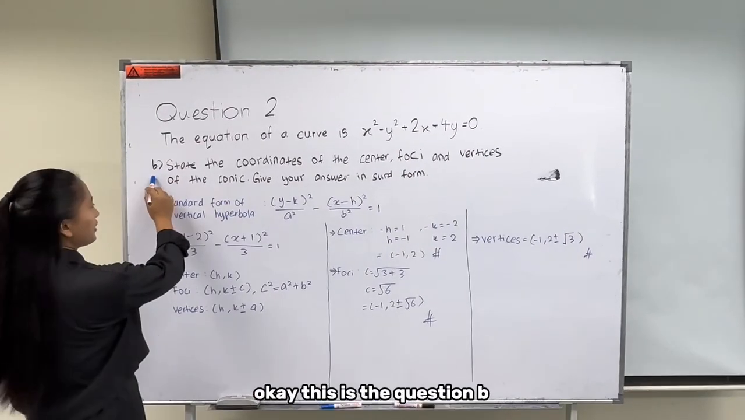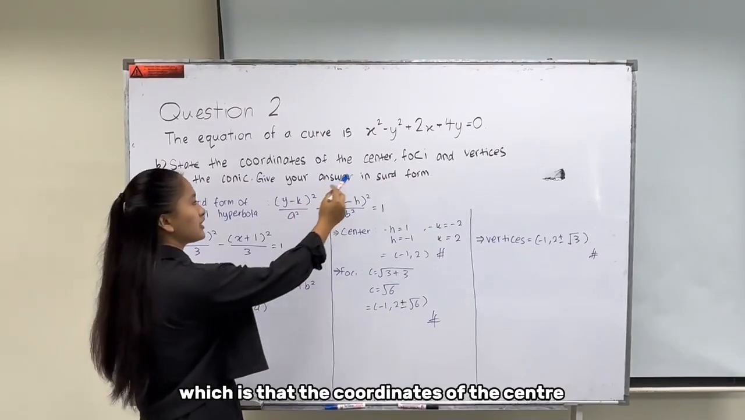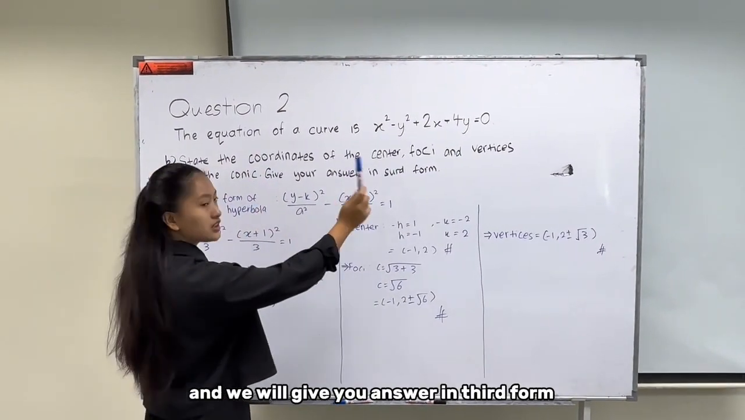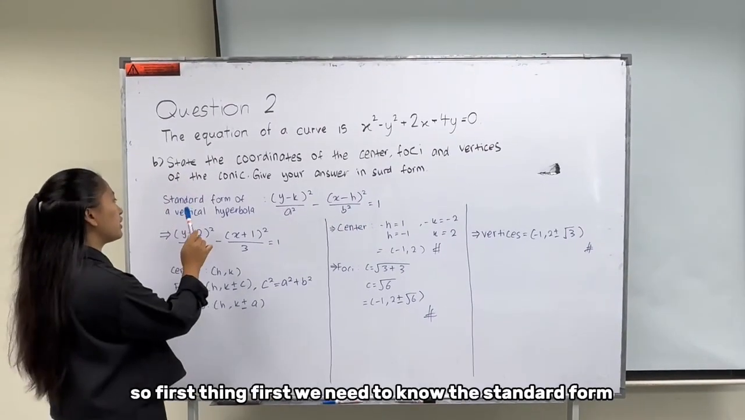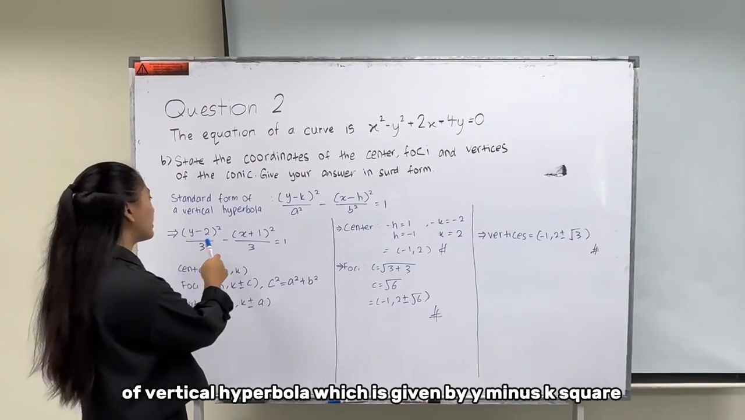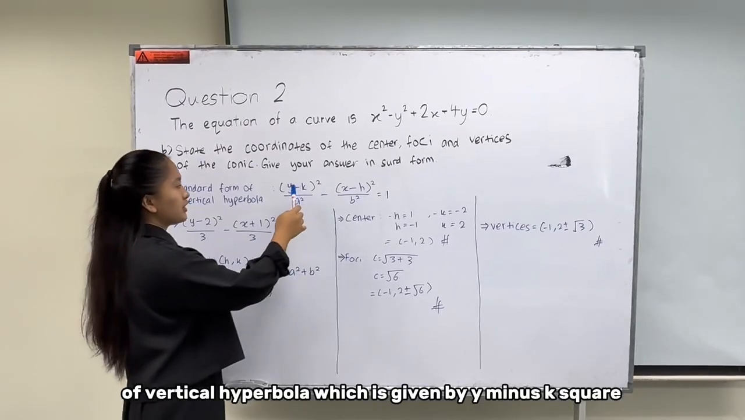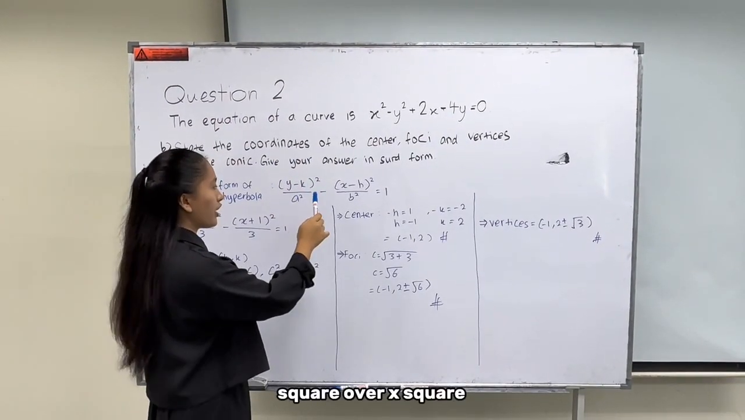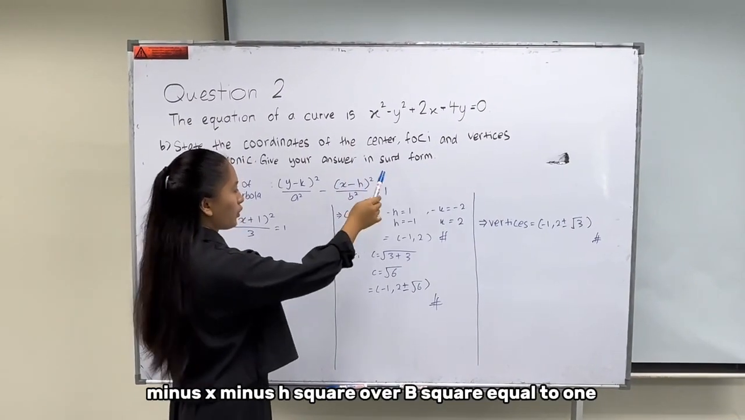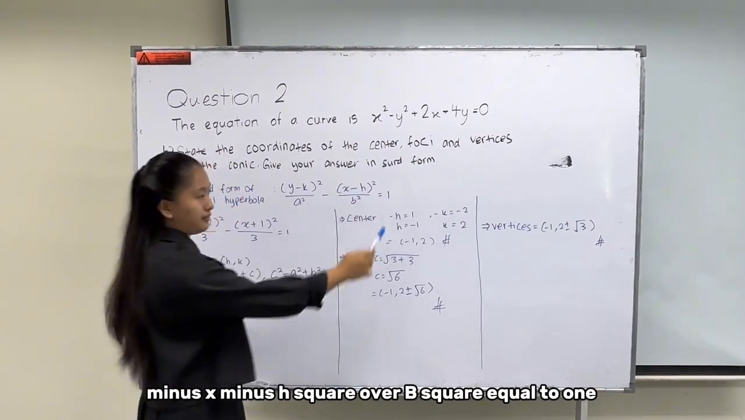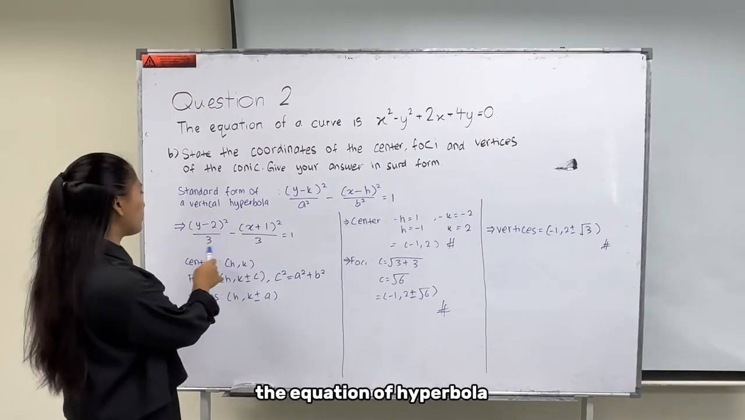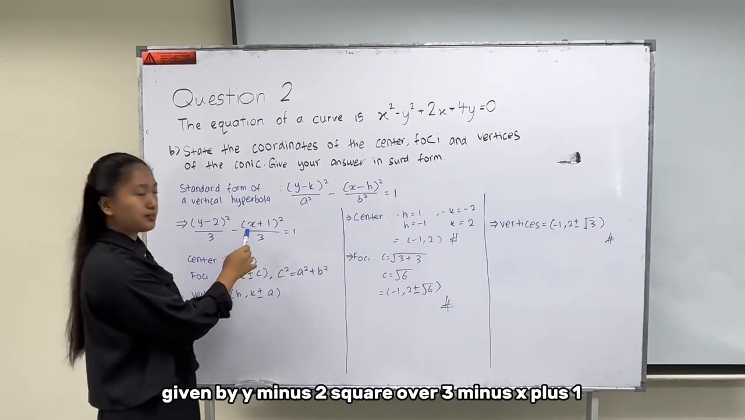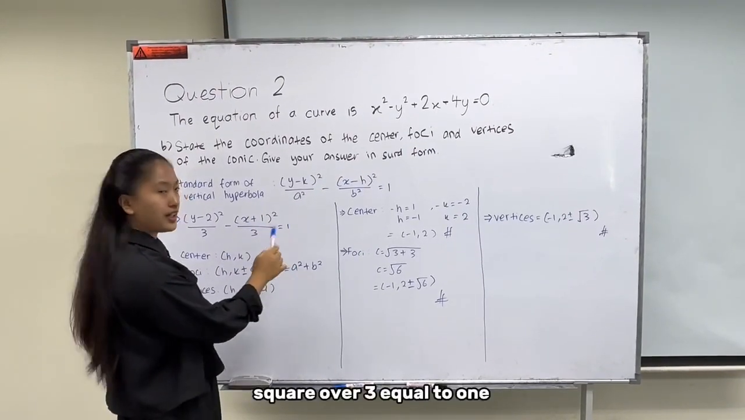Okay, this is question B, which is state the coordinates of the center, foci, and vertices of the conic. And we will give you the answer in surd form. So first thing first, we need to know the standard form of vertical hyperbola, which is given by y minus k squared over a squared minus x minus h squared over b squared equals 1. The equation of the hyperbola given is y minus 2 squared over 3 minus x plus 1 squared over 3 equals 1.